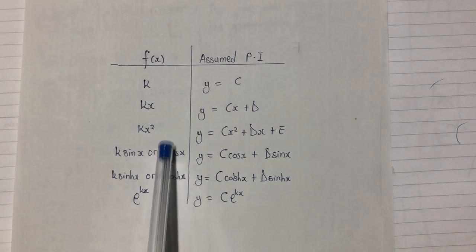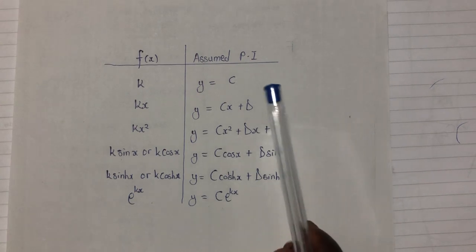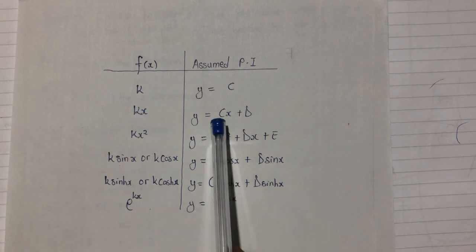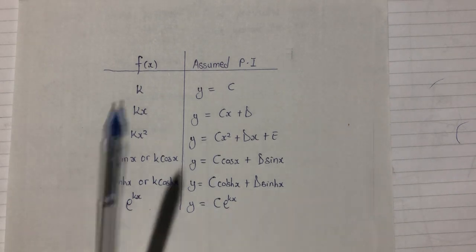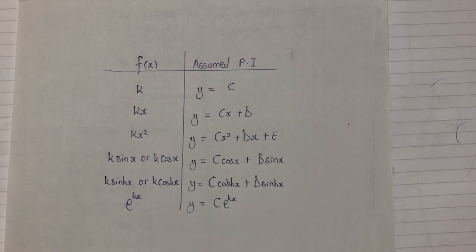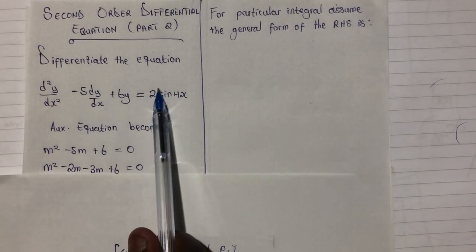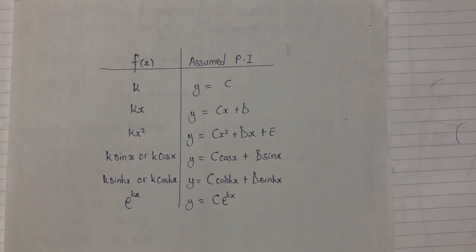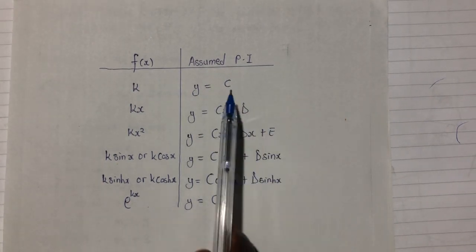If f of x is any of this form, if f of x is k, then we assume that for the particular integral, y will be equal to c. If f of x is kx, then we assume that y is equal to cx plus d. Remember that k is any number, which here is a constant. So if f of x here was supposed to be, let's say, 2, if only 2 was supposed to be here, then I will assume that the particular integral solution will be in the form y equals c. Then I'll calculate to find the value for c.